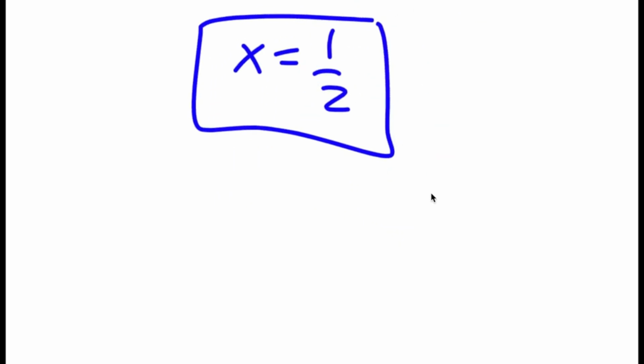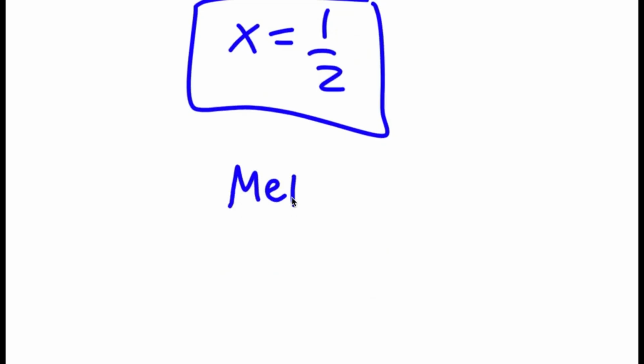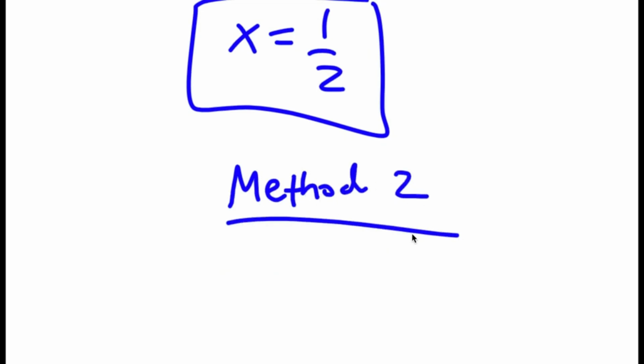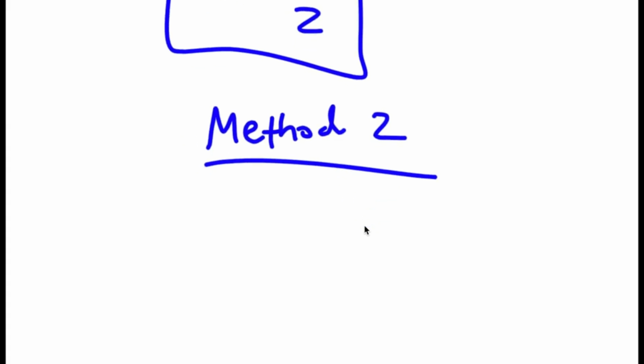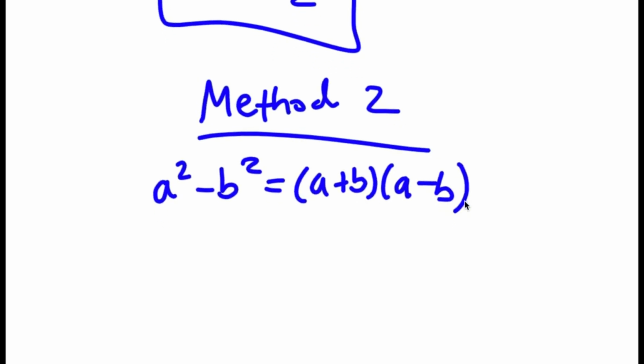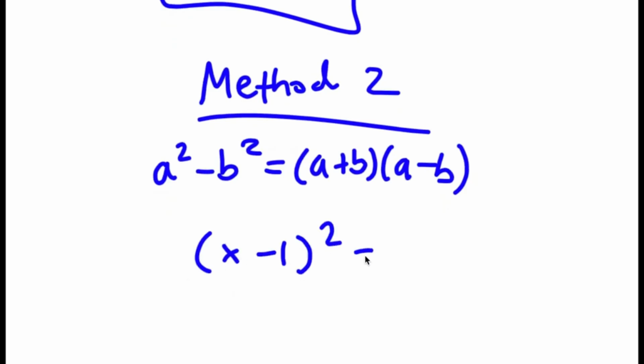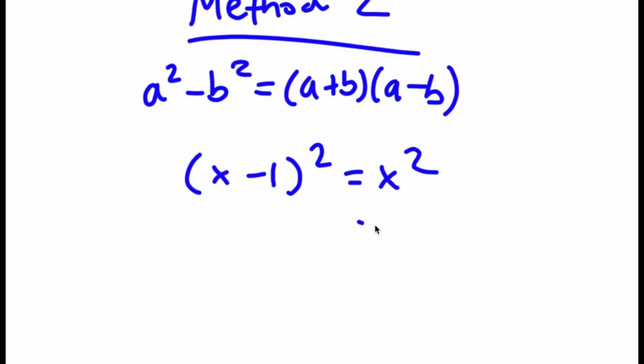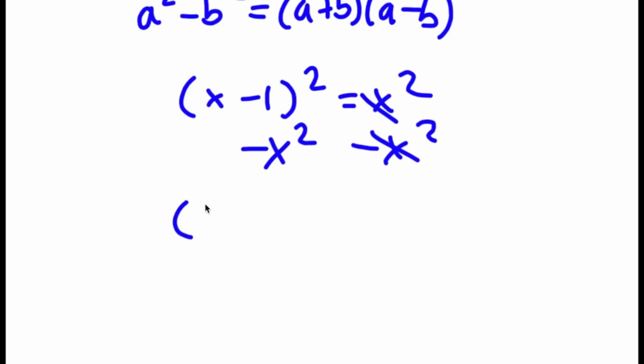Now, my second method for solving this problem: if I have something in the form a² − b², this is equal to (a + b) times (a − b). So our equation is (x − 1)² is equal to x². So I can actually subtract x² on both sides. So now I have (x − 1)² − x² is equal to 0.